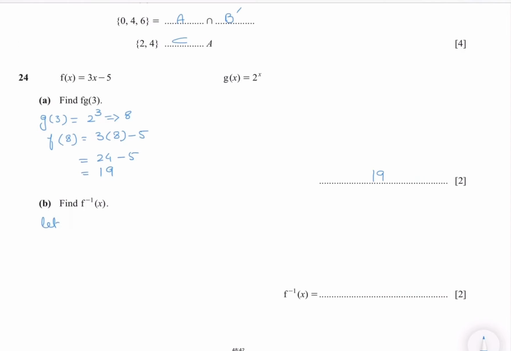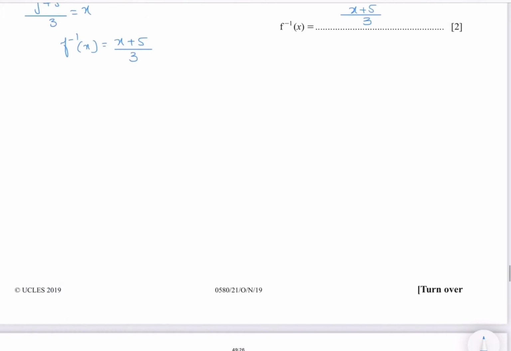Now f inverse of x. So let f of x equal y. So I can write now y equals 3x minus 5. From here I will make x the subject. So f inverse of x would be, replace y by x, so (x plus 5) over 3. So this is your final answer.